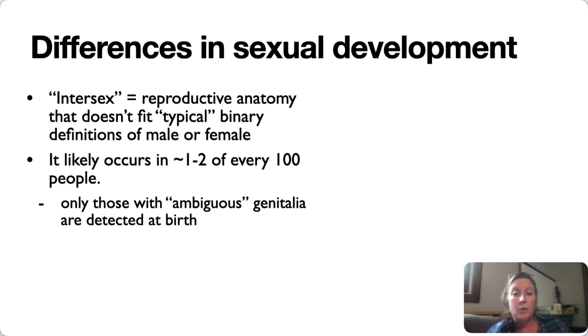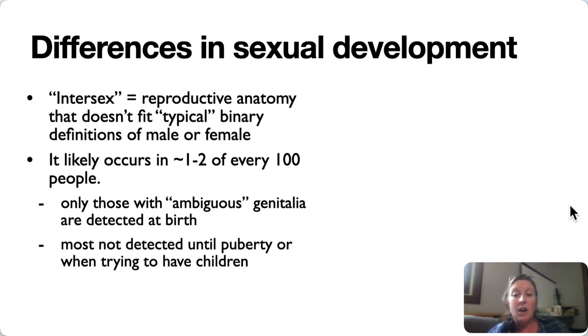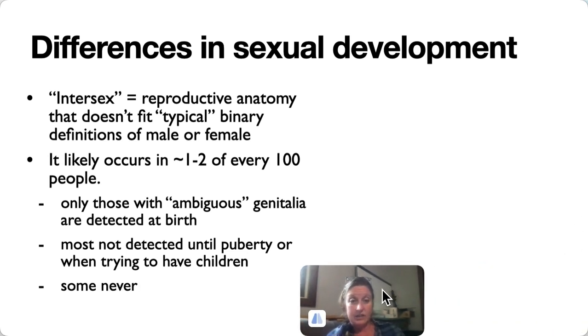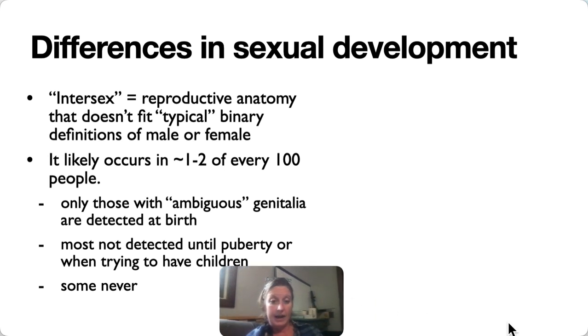Only those who are born with, quote, ambiguous genitalia are generally detected at birth. We're not looking at anything else. Many are not detected until puberty or when they're trying to have children and for whatever reason cannot. And some of these intersex conditions are never detected, so we actually have no idea how common they are.